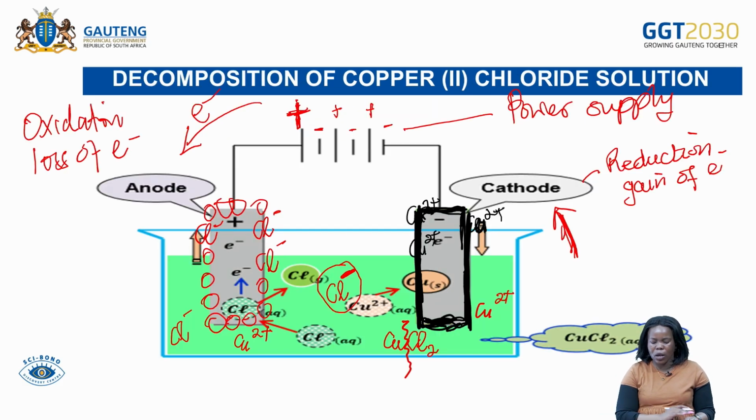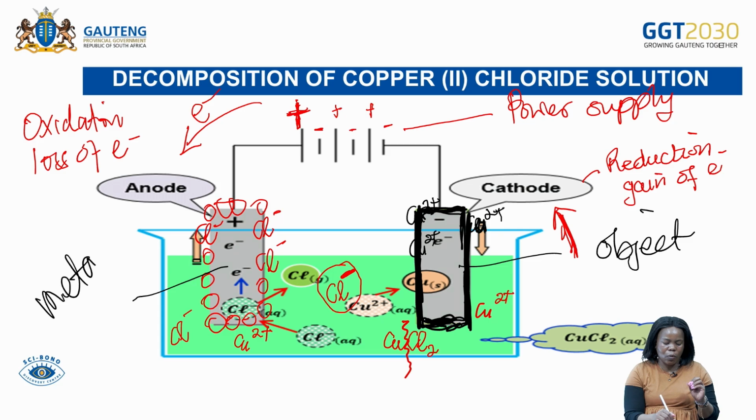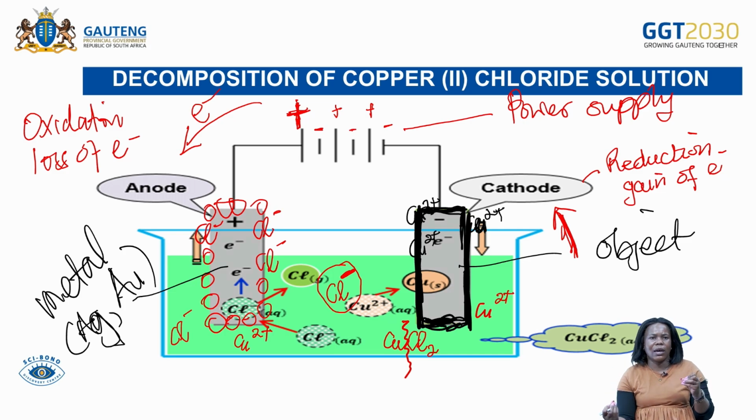let me go back a little bit. On this side, this is where we put the objects that you want to coat: your earrings, your necklace, your watch, your spoon. What is that item that you desperately want to coat? And then on the anode side, this is where you put the metal that you want to coat this object with. It can be your gold, it could be your silver, it could be anything, any metal that you want to coat the other object with.